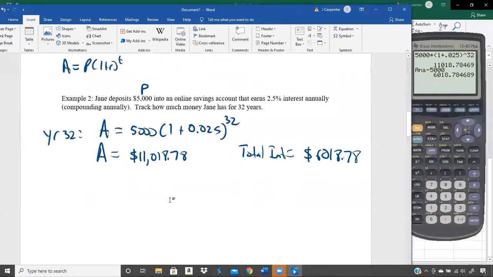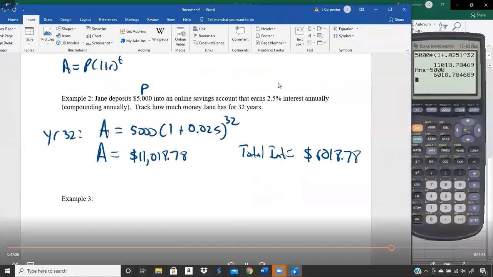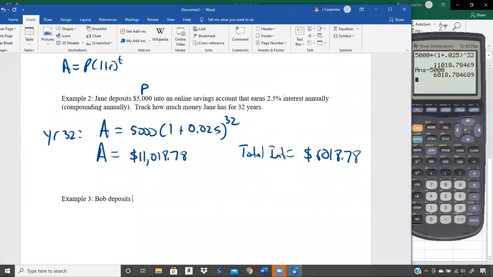All right, let's try another one. Bob. Bob deposits, let's not do 50,000, that's too much. Let's do 20,000 to a mutual fund that earns 7% APR. Compounding annual. Track how much Bob's going to have after, or for a total of, let's see, 25, let's go 40 years.